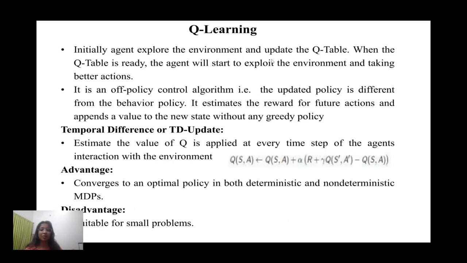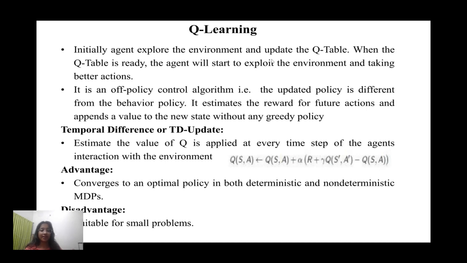Initially, the agent explores the environment and updates the Q table. When the Q table is ready, the agent will start to exploit the environment and take better actions. It is an off-policy control algorithm, that is, the updated policy is different from the behavior policy. It estimates the reward for future action and appends a value to the new state without any greedy policy.